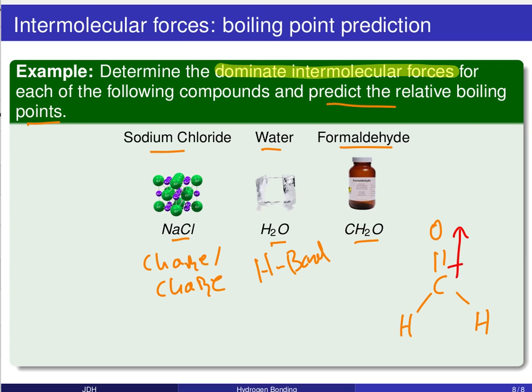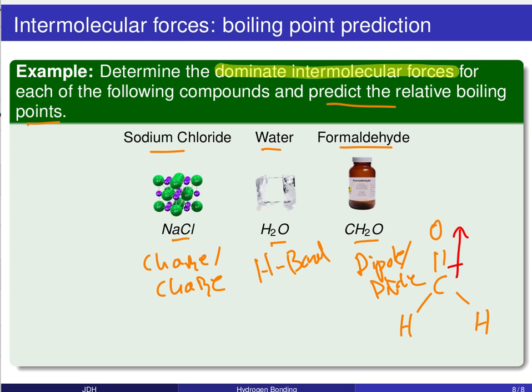Now look, this molecule does not have a hydrogen bound to one of these strongly electronegative atoms, oxygen, nitrogen, or fluorine. The only one that's present is oxygen, and it does not have a bound hydrogen. Because there's no hydrogen directly bound covalently to an oxygen, nitrogen, or fluorine, you can't have hydrogen bonding. As a result, the strongest interaction here is going to be our dipole-dipole interactions for formaldehyde.